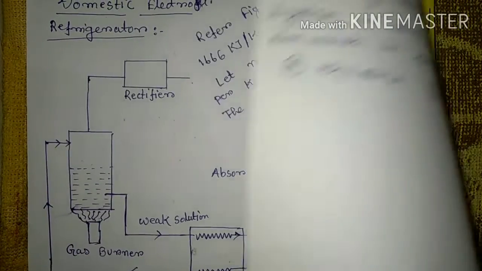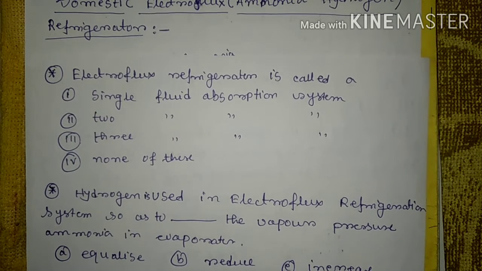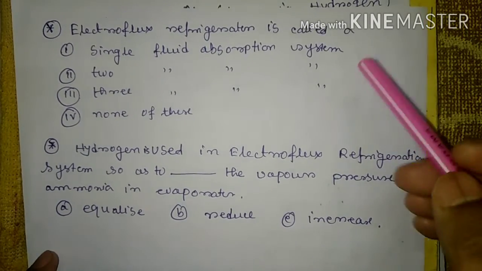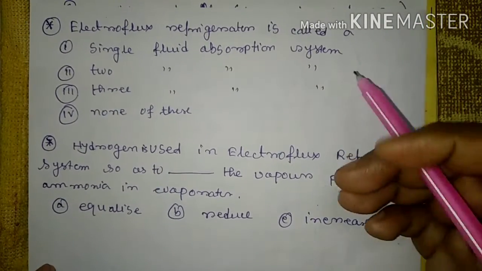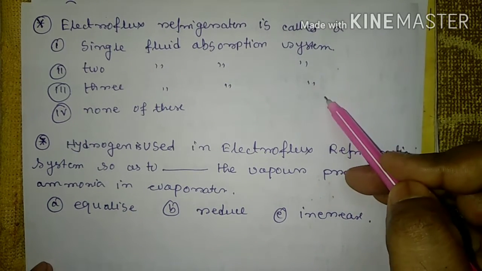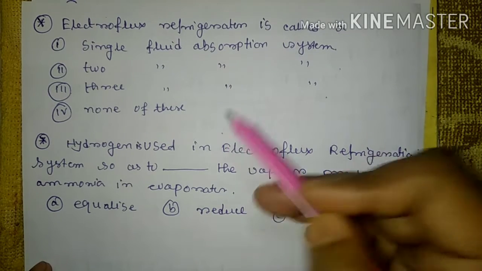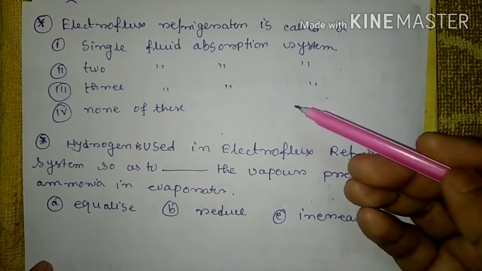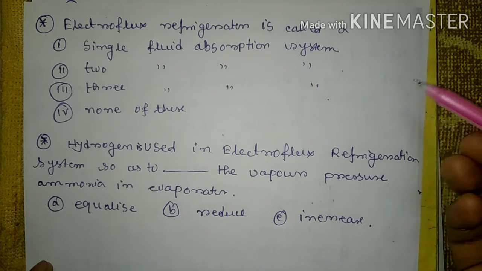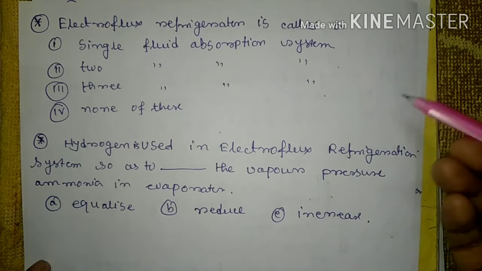Now we'll take another MCQ. The second one: the Electrolux refrigerator is called a single fluid absorption refrigeration system, a 2 fluid absorption refrigeration system, a 3 fluid absorption refrigeration system, or none of these. Which one is correct? The answer is the 3 fluid absorption system, because ammonia, water and hydrogen, three types of fluids, are used. That's why it is called a 3 fluid absorption refrigeration system.